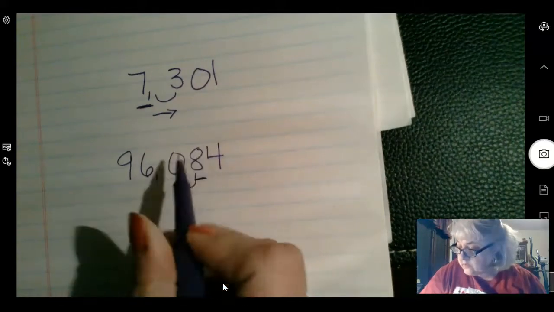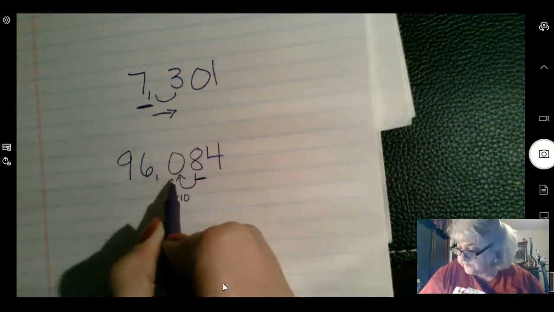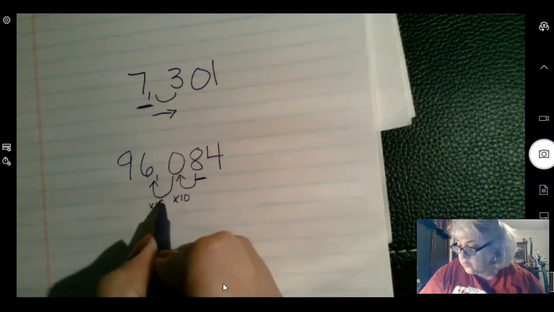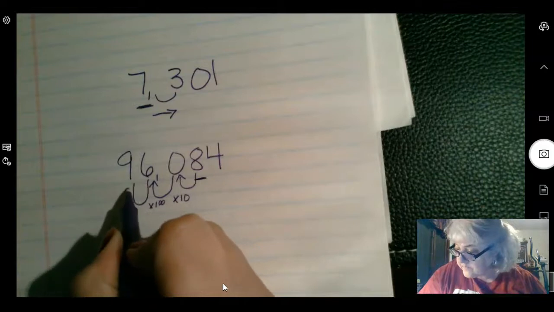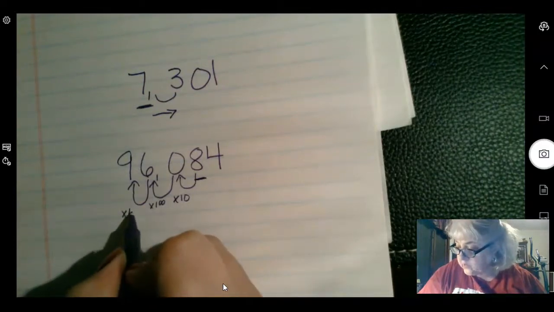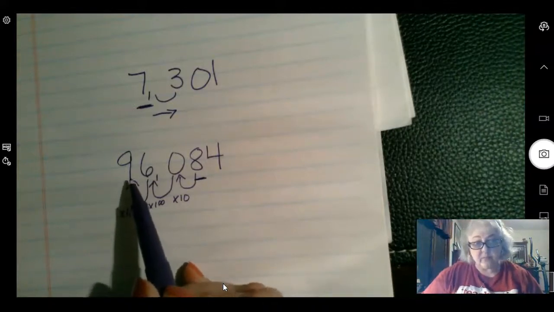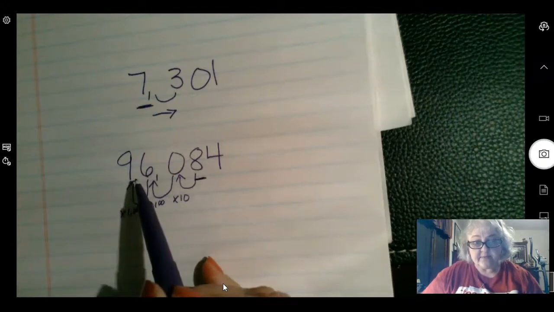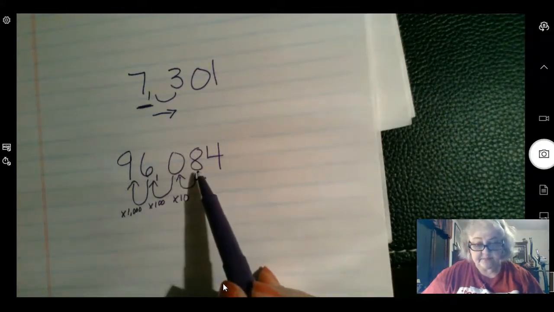So the 0 is 10 times more. The 6 would be 100 times more. The 9 then would be 1,000 times more. So the 9 would be the digit in this number that's 1,000 times greater than the tens place.